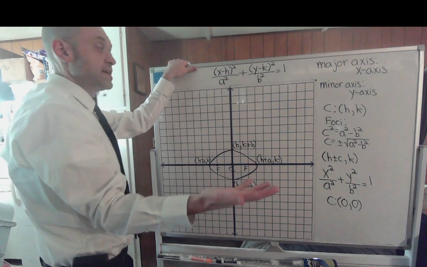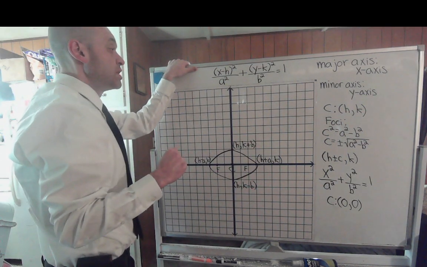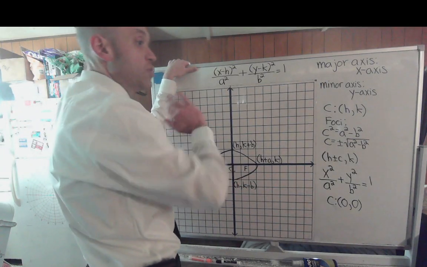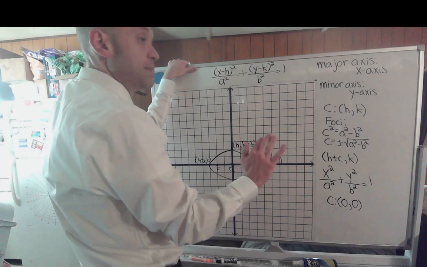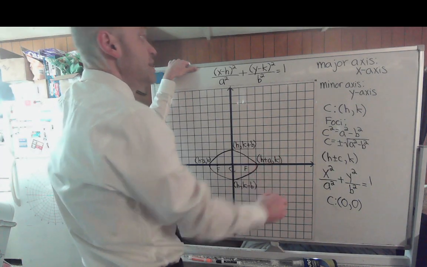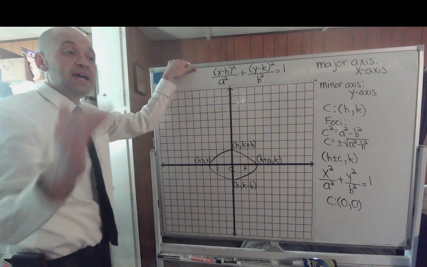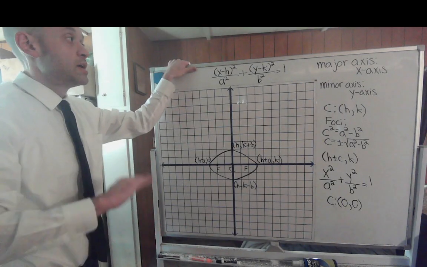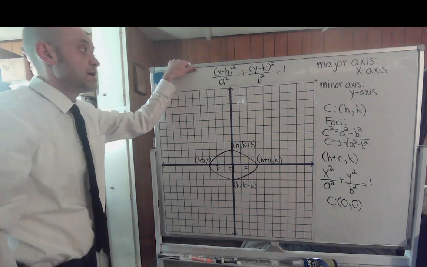Therefore, that's my center. Now, regardless of which axis is major or not, in order for the equation of an ellipse to be in standard form, the right-hand side always has to equal 1. Always. It always has to equal 1.